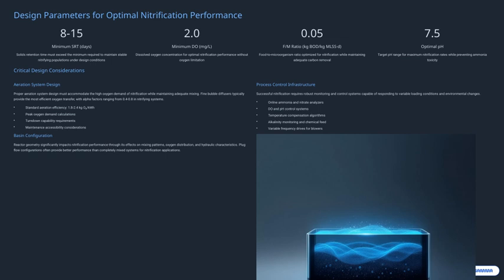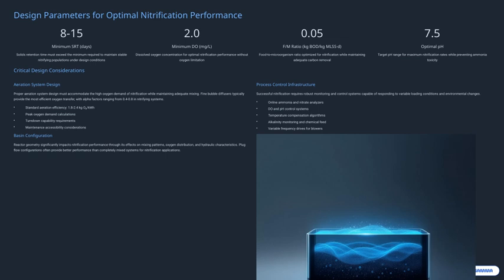Next, the minimum dissolved oxygen, or DO, concentration should be around 2 mg/L. Maintaining this level ensures that nitrification occurs efficiently without oxygen becoming a limiting factor. Adequate oxygen supply is crucial for the bacteria to carry out their nitrification process.